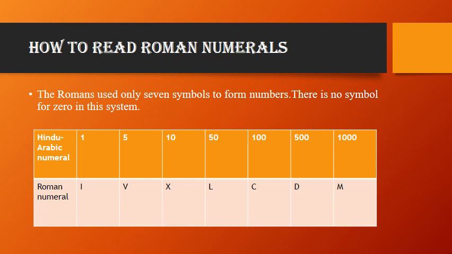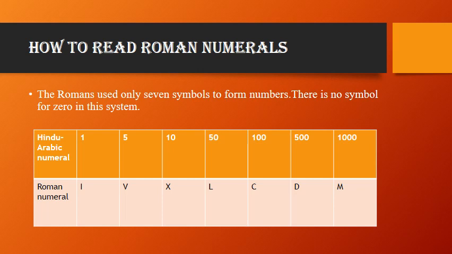Now the next topic is how to read Roman numerals. Children, you can see on your screen there is one table, and I have divided the table into two. The first one is Hindu-Arabic numerals and the second one is Roman numerals. The Romans used only 7 symbols to form the numbers. Children, the 7 symbols are I, V, X, L, C, D and M.